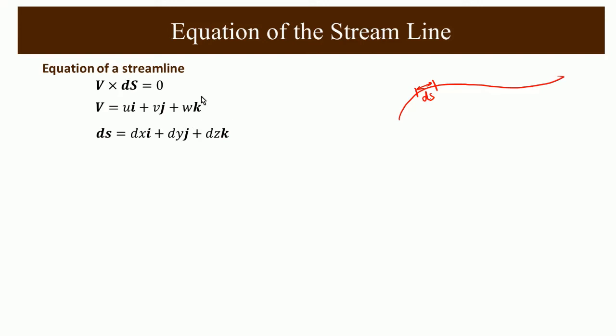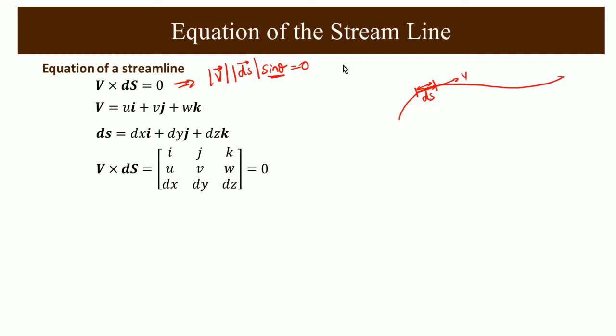Now we know that when you take the cross product, this cross product can be written as the magnitude of the velocity vector into the magnitude of the displacement vector into sine theta, which is equal to 0. So if the velocity vector and the displacement vector are tangent to each other, that means the angle between these two vectors is 0, sine theta is equal to 0. That is why this whole thing goes to 0. Now when you take the cross product, what is that? It is in the form of a determinant that we have to take, is it not?